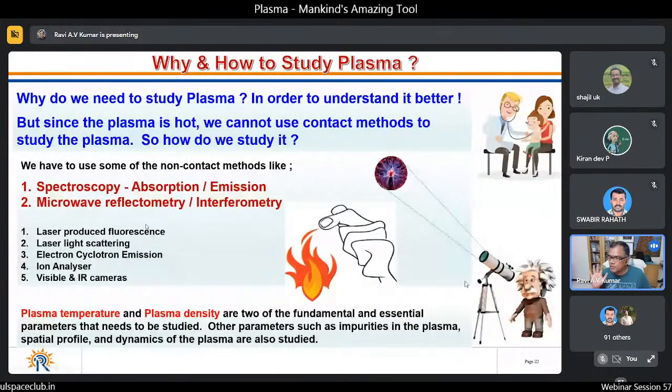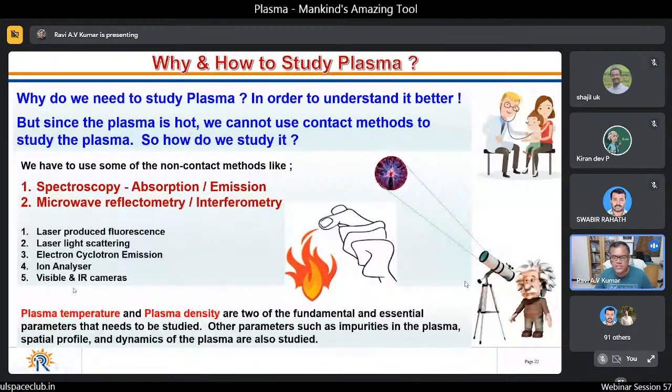Now we have produced plasma. So now you have to study it. As I said, plasma can be extremely cold at room temperature, and it can be extremely hot. If you ask me how hot, I will say hundreds of millions of degrees centigrade. So you have to study it, right? So you have to study it remotely without touching the plasma. That is what is called a non-contact method.